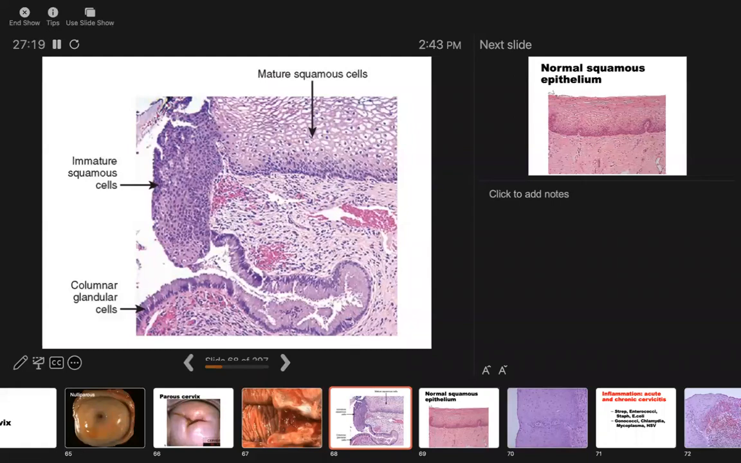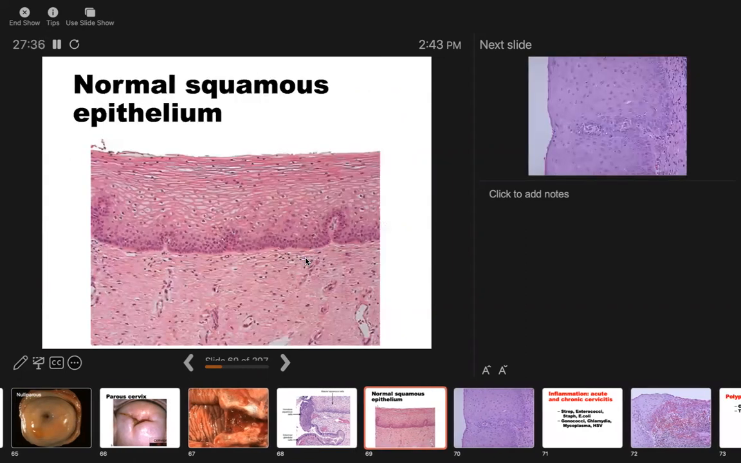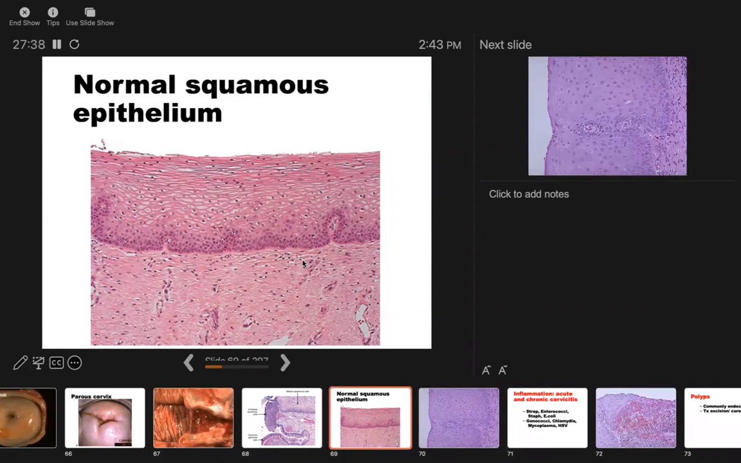Cervicitis has a lot of etiologies, and it can be bacterial, like for example gonococci, chlamydia, mycoplasma, and even HSV. When you look at it under the microscope, you will see inflammatory infiltrates. Now, let us talk about it a little further.